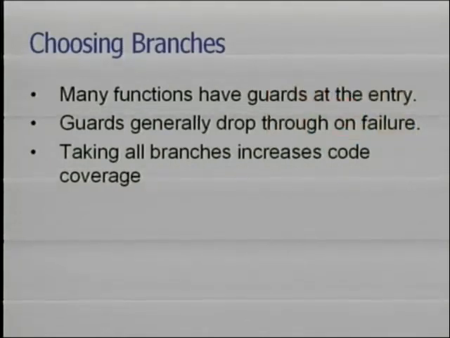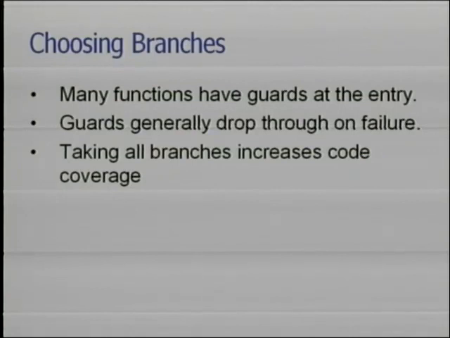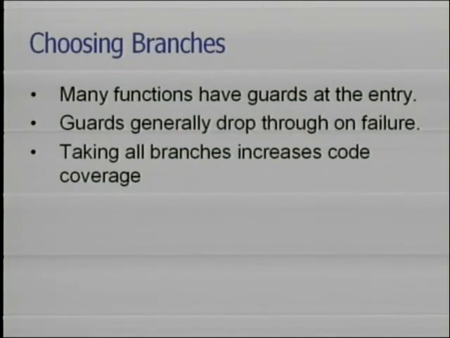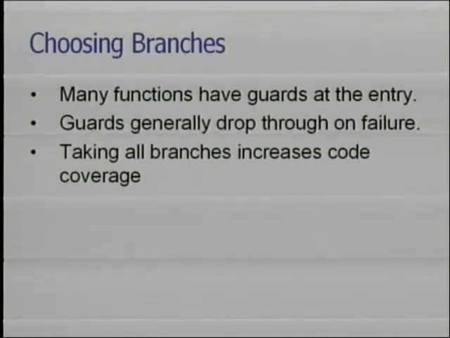So in choosing branches, a lot of functions are going to have guards at the beginning. Like, let's say you're passing in a pointer. It's going to check if it's null right at the beginning, and if it is, it's going to return right away. So usually in the assembly, guards are going to drop through. And if it passes the guard, it's going to jump over the return. So taking all branches is usually going to give you way more coverage than taking none of the branches, because you'll probably hit all guards and return and nothing will happen.